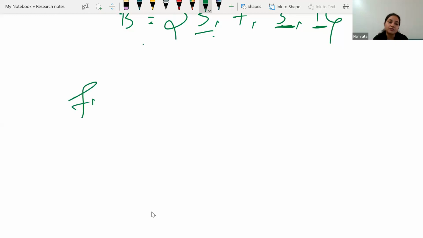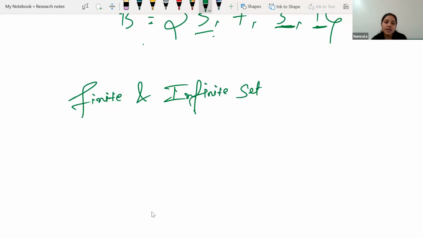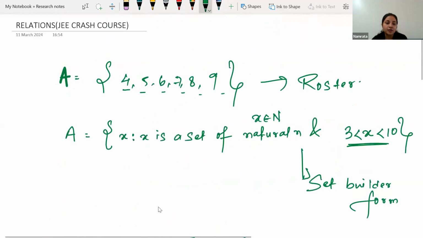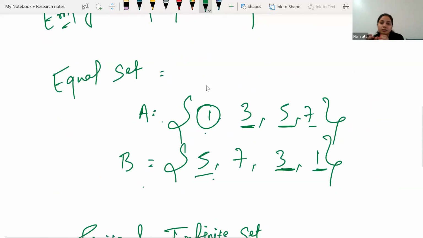Next we have finite and infinite sets. Whatever examples I have taken, set A, set B, and the first example also, where set A has 4, 5, 6, 7, 8, 9, these are finite sets. Finite means the number of elements has to be finite. Now what about infinite sets? The sets we always use, the set of natural numbers, set of real numbers, set of rational numbers, these are infinite sets, because there are infinite numbers of elements in these sets.